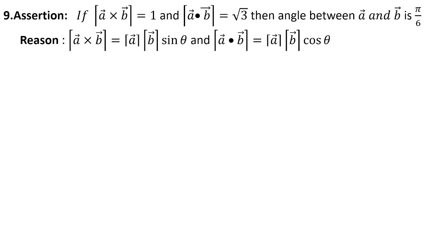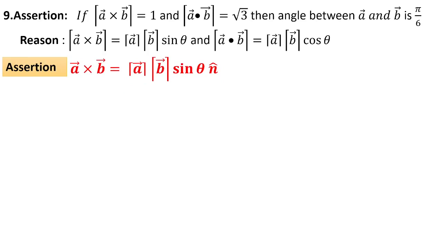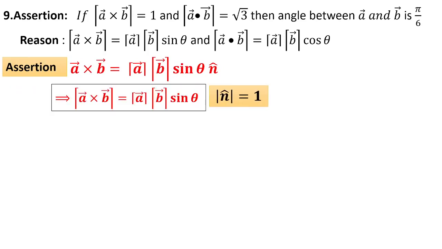Let us go to question number 9, the assertion question. Magnitude of a cross b is 1, magnitude of a dot b is root 3, and the angle between them is pi by 6. This question can come in 2 marks also. Even if only these two are given, find the angle between them can be asked as a question also. Now we are going to make use of the definitions. This is the a cross b definition. Therefore, magnitude of a cross b is ab sin theta.